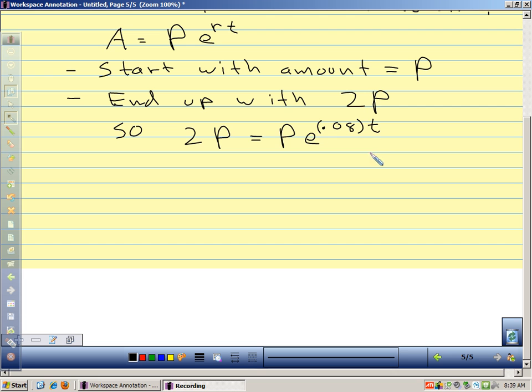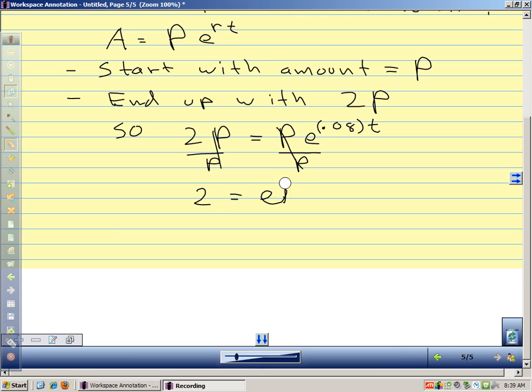So we have an exponential equation here. I have P on both sides. I'm just going to divide both sides by P. These cancel. So I get 2 equals e to the 0.08t. And I want to get t by itself. We want to figure out time. So how do we solve? We have an exponential equation here. How do we solve this exponential equation? What can we do?